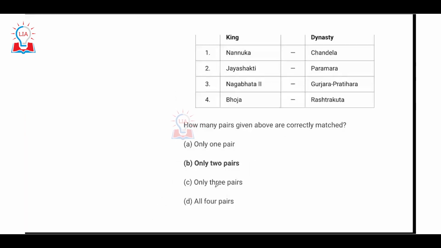Okay, next question. Nanuka, Chandela dynasty; Jai Shakti, Paramara dynasty; Nagabhatta II, Gurjara Pratiharas; Bhoja, Rashtrakuta. Okay, how many pairs of the given above are correctly matched?